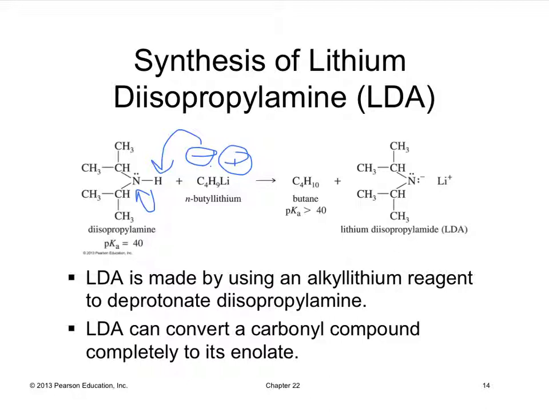So the diisopropylamine has a pKa of 40. Butane has a pKa greater than 40. As a result, this will go, forming LDA. LDA can convert a carbonyl compound completely to its enolate.